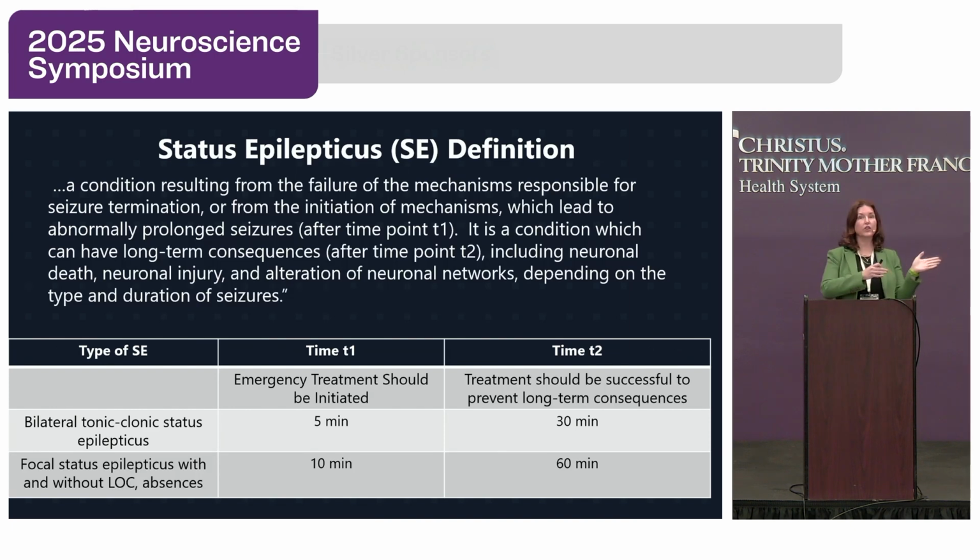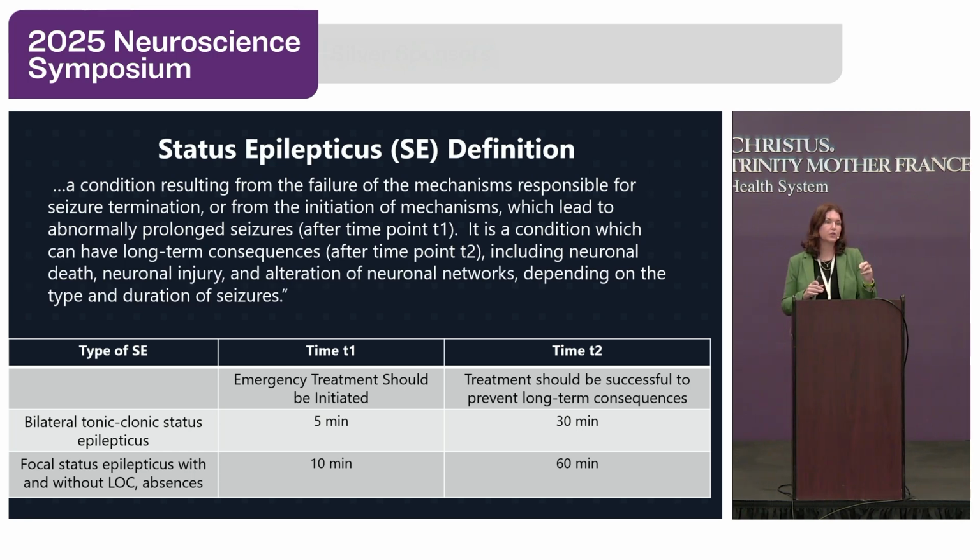Okay, so now let's shift gears. We're going to spend a lot of time talking about status epilepticus because that's what we see in the ICU. So what is status epilepticus? Well, we have a failure of the mechanisms in the brain where the seizures are not stopping. And there are two different types of seizures. For generalized tonic-clonic seizures lasting more than 5 minutes, that's when we need to initiate emergency treatment. For a focal status epilepticus, with or without loss of consciousness, or absence seizures, we're not really talking about absence because that's more in kids, the time 1 where we need to start emergency treatment is 10 minutes.